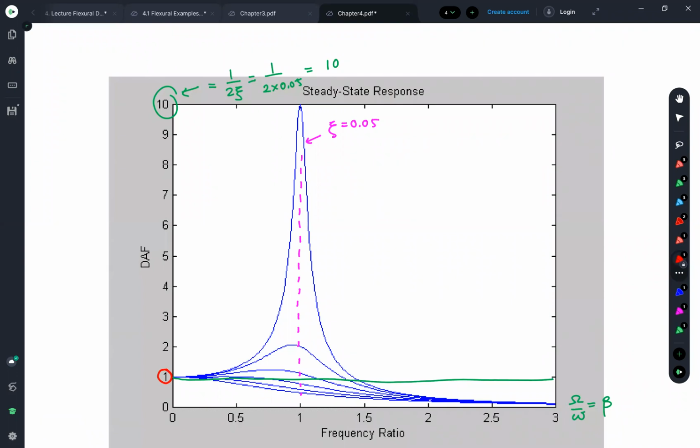Remember that the DAF is just the factor multiplied with the static displacement. If the DAF is equal to 1, it means your building under the dynamic load has exactly the same displacement as the static system. But if your DAF is greater than 1, in this case you look at the peak here, equal to 10, it's very large. It implies that the dynamic response of your building is 10 times the static displacement.